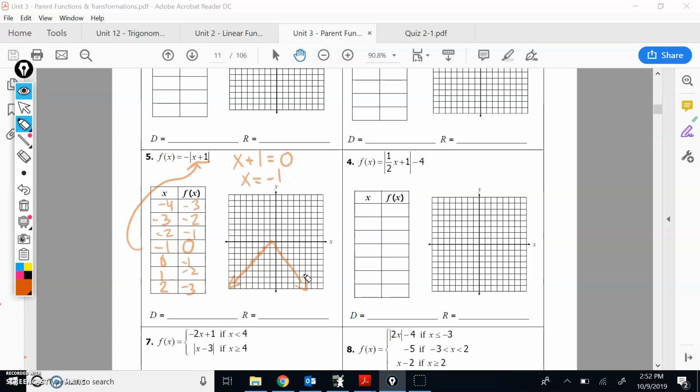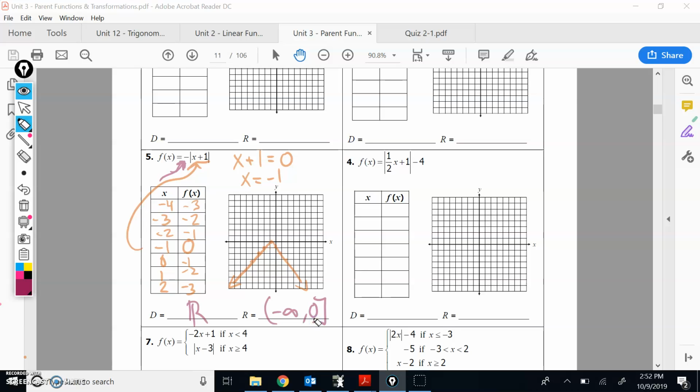Notice how the function goes downward. That is because of the negative in front. If you see a negative in front of these absolute value equations, it is going to point downward like a reflected V. The domain, again, is all real numbers. This time the range starts at -infinity and then ends at 0.